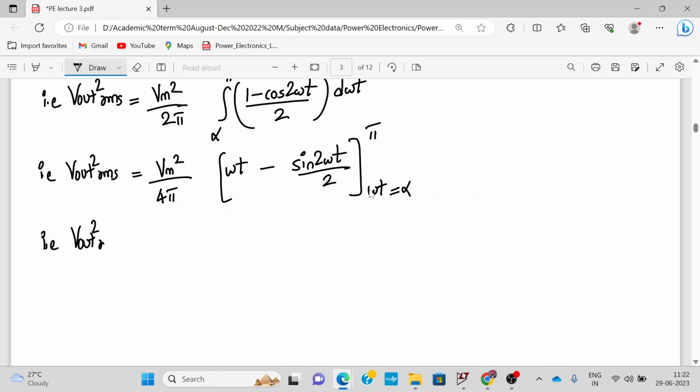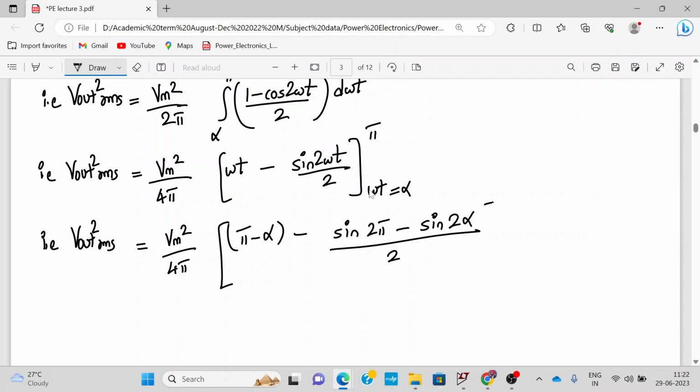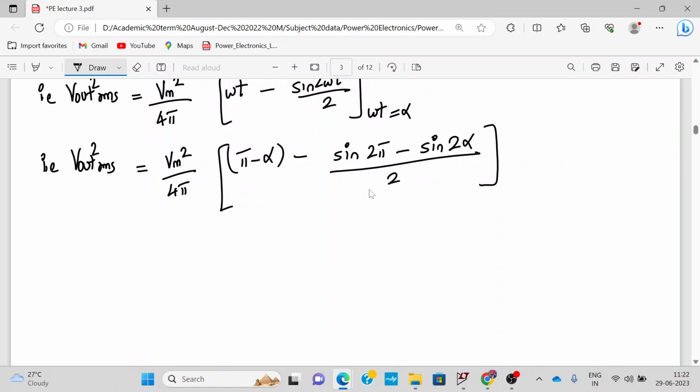That is, V out square RMS will be equal to Vm square upon 4 pi. So here we have to substitute the values. Here you will get omega t, it is pi minus alpha, and here you will get sine of, instead of omega t, substitute pi, so sine 2 pi, minus sine 2 alpha divided by 2. So that is what we get, and sine 2 pi is 0. The value of sine 2 pi is 0.